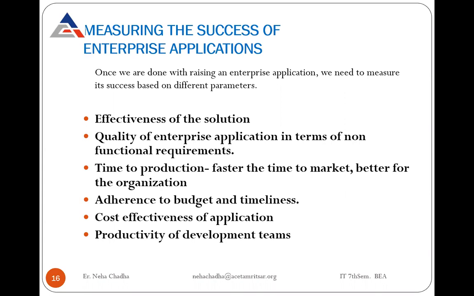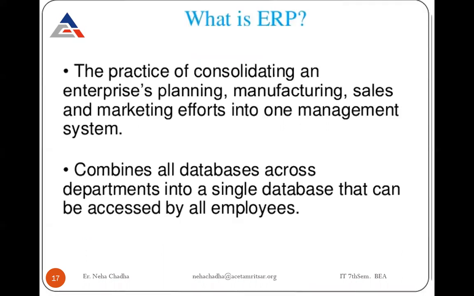Then is time to production. That means the application which has been made should be ready on time. Then adherence to budget and timeliness. That means your application should not exceed the budget as well as the timeline. Then comes the cost effectiveness of an application. Then comes the productivity of the development team. The productivity of the development team means the team has launched the product in the market when it is found to be profitable. Then comes the ERP.